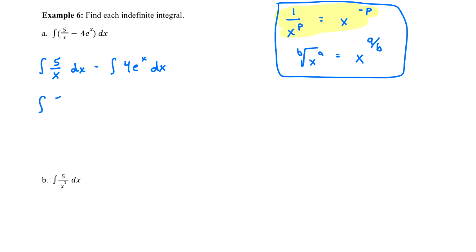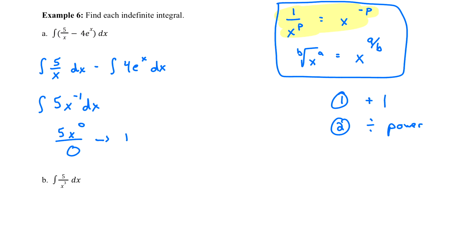I could rewrite this as 5x to the minus 1 power dx. And then when I integrate, remember our steps for integrating: we add 1 to the power, and then we divide by the power. So we add 1 to the power, we would have 5x raised to the 0 power, and then divide by our new power of 0. And we've got a problem here. You can't divide by 0. So that means our power rule is not going to work for this particular problem. We can't use it, which means it's going to be one of our other two special cases.